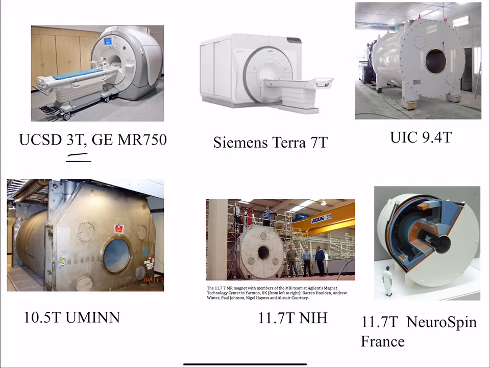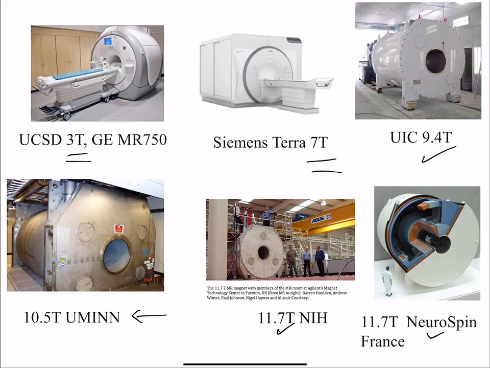The highest FDA approved field is the 7 tesla now. So this was just approved last year. Siemens has an FDA approved 7T for head. And then there are these other things that mostly don't work. These are research magnets. So this one here, I've heard, doesn't really work. I don't think this one works, and I don't think this one works. This one, I think, supposedly is working.